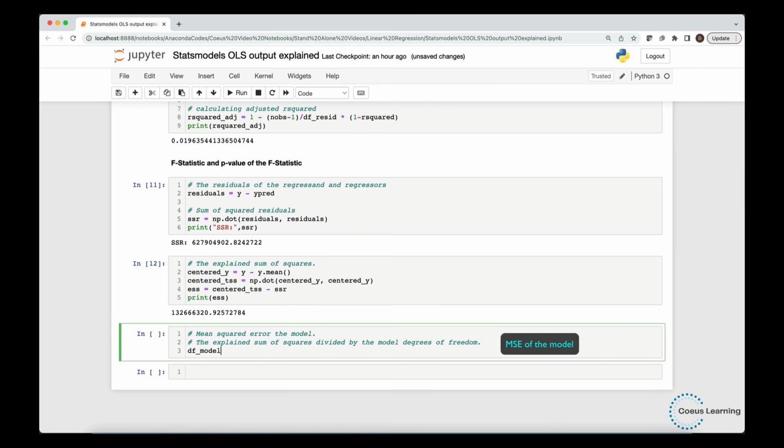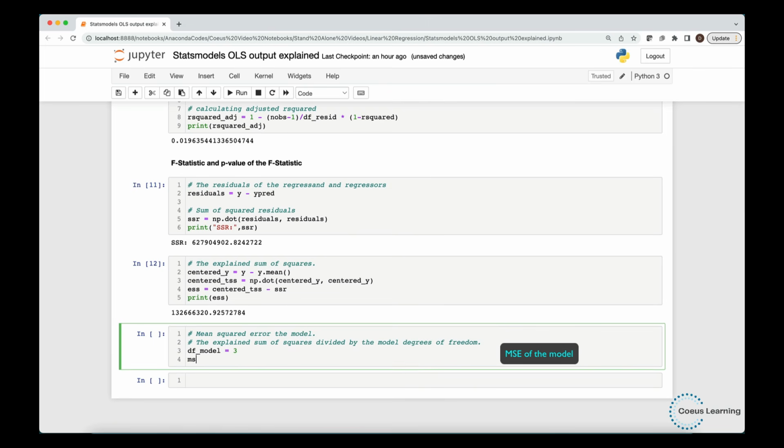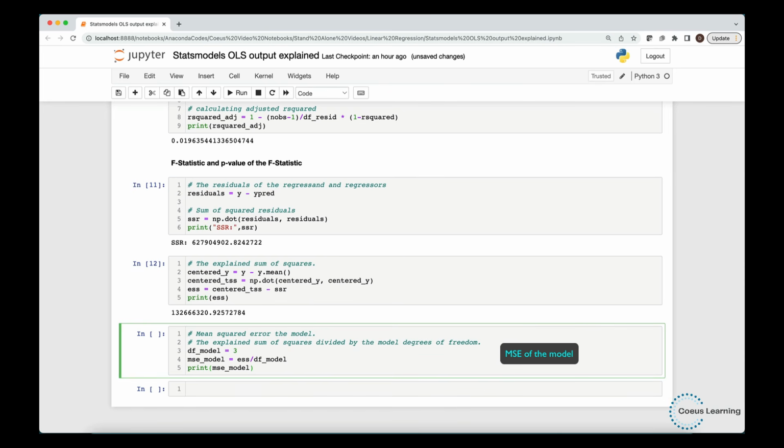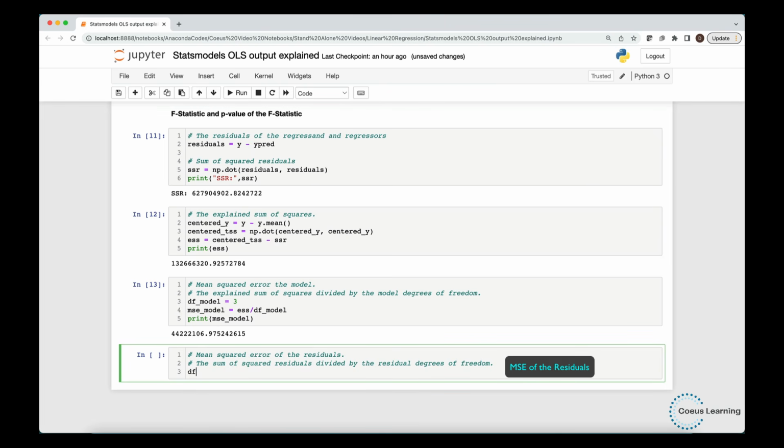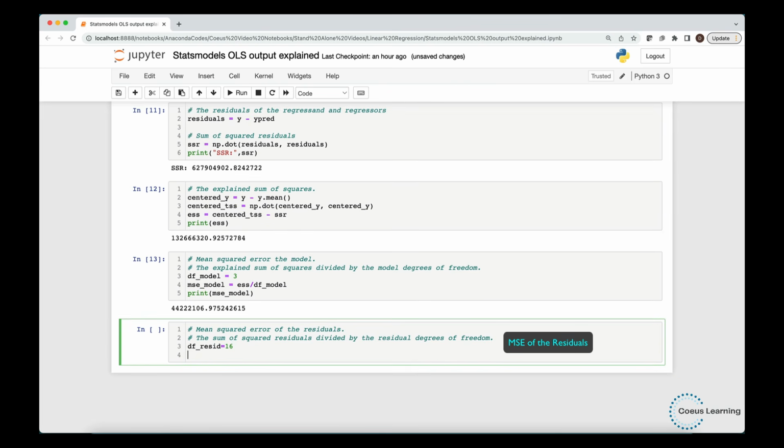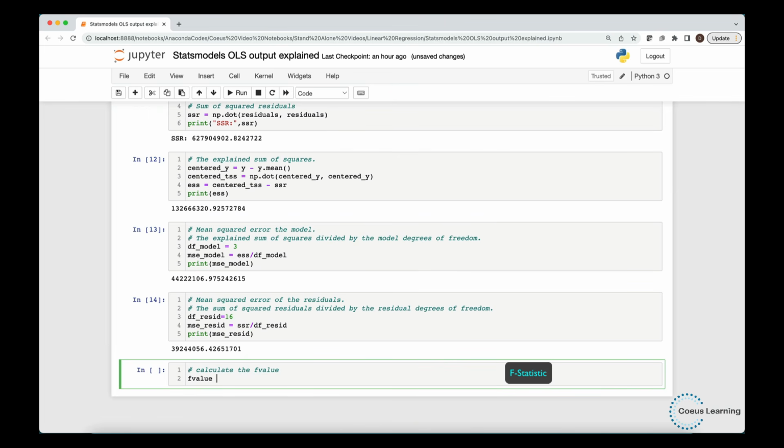Using the explained sum of squares and model degrees of freedom, we calculate the mean squared error of the model. Then, we compute the mean squared error of the residuals by dividing the explained sum of squares by the residual degrees of freedom. Finally, we calculate the F-statistic by dividing the mean squared error of the model by the mean squared error of the residuals.